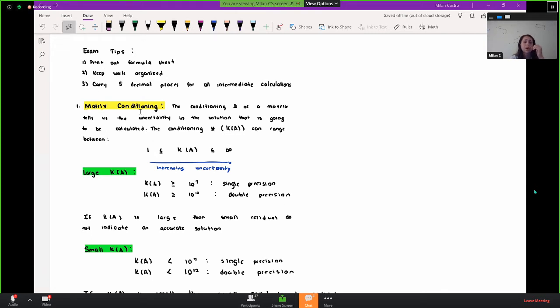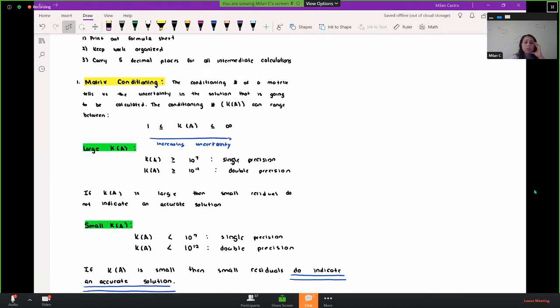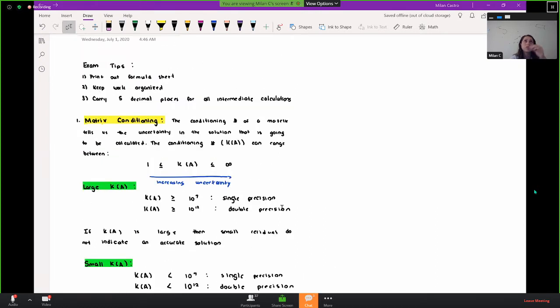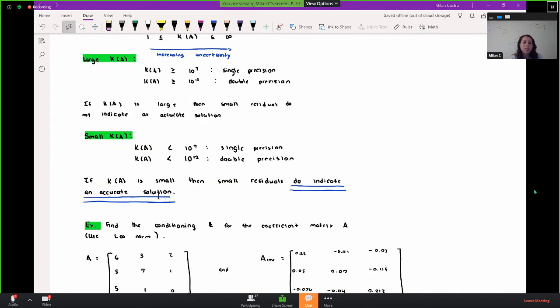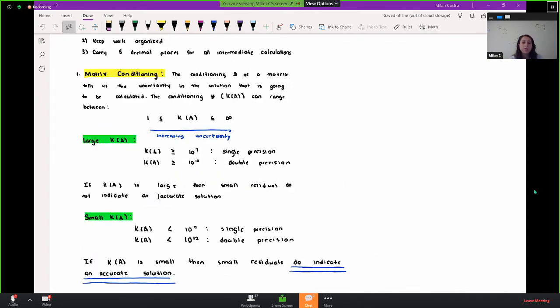For this exam, I will say it's very important to keep your work organized because you will get stuff wrong, and most of these questions build off of one another. So if you get one wrong, then all the answers that come after that will be wrong. So the first thing we're going to start off with is matrix conditioning. We can find the conditioning number of a matrix by multiplying the matrix A times its inverse.